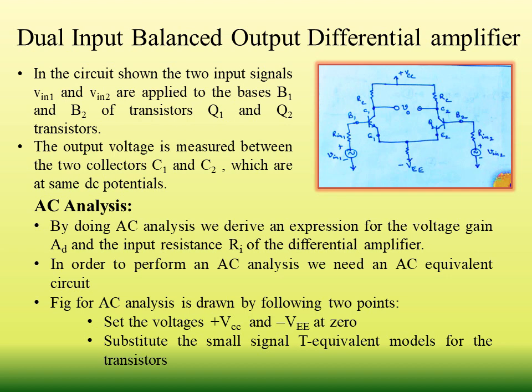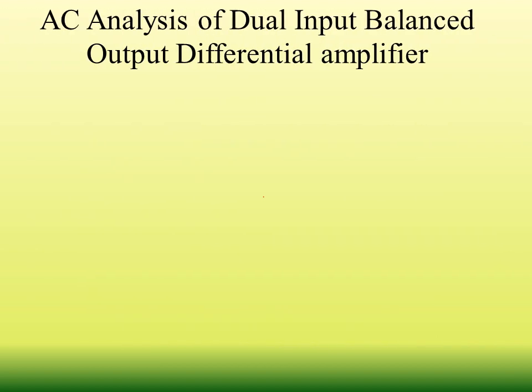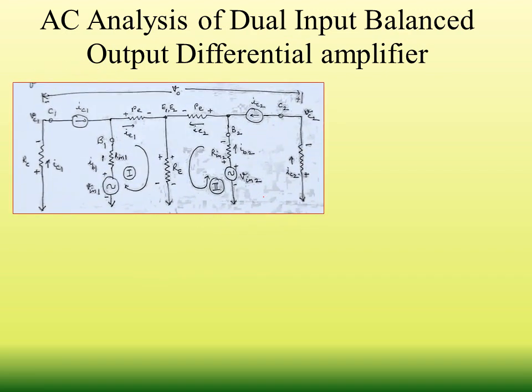First, plus VCC and minus VE, that is the two batteries, are set to 0. Second, the transistors are replaced by their small signal T equivalent models. Now following these 2 points, the AC circuit is as shown. So we will carry out AC analysis of dual input balanced output differential amplifier. So this is the AC equivalent circuit of the dual input balanced output differential amplifier.